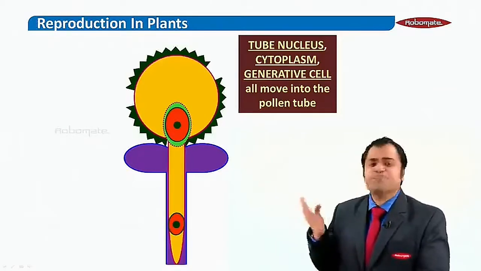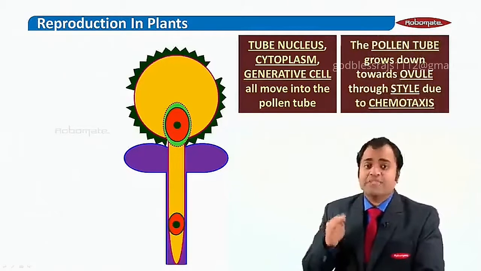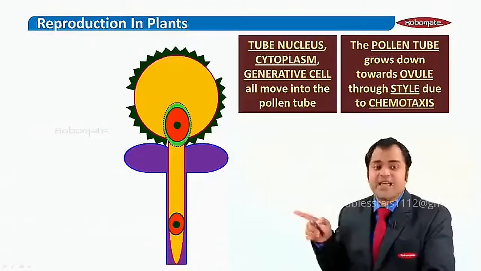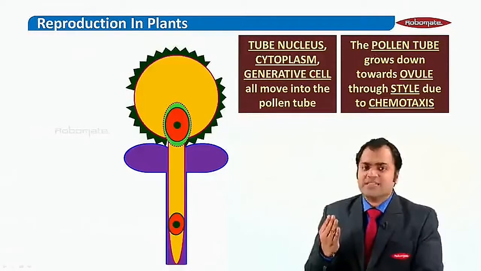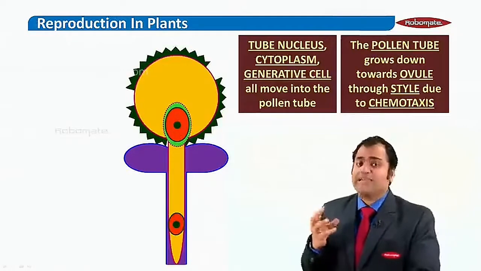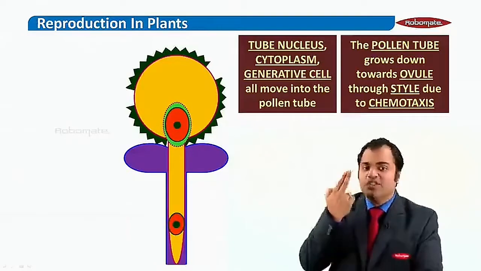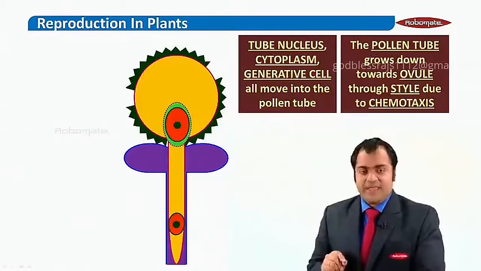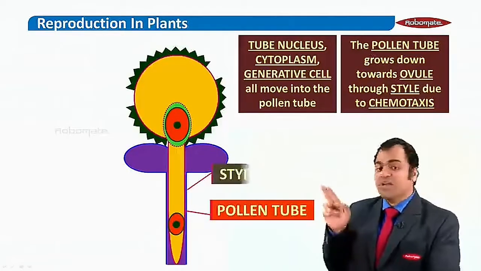Now, why is this pollen tube enlarging? You should know that the pollen tube is basically growing down towards the ovule through the style due to chemotaxis. Now, what is chemotaxis? Down there in the ovary, the ovules are releasing certain chemical substances which are attracting the pollen tube towards them, and that is called chemotaxis, right? Now, that is the pollen tube, which is moving through the style.